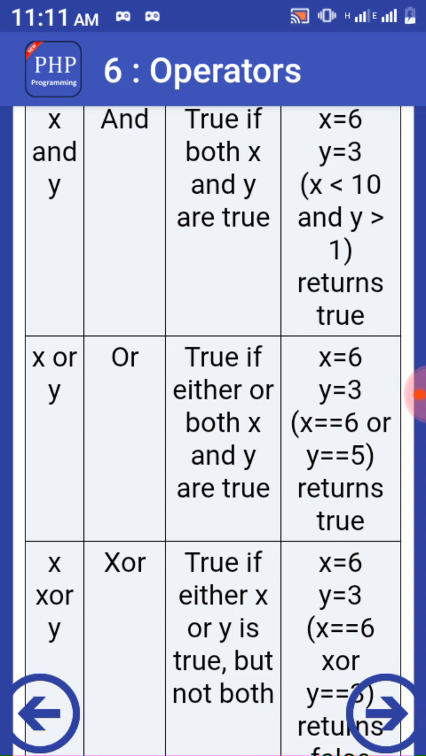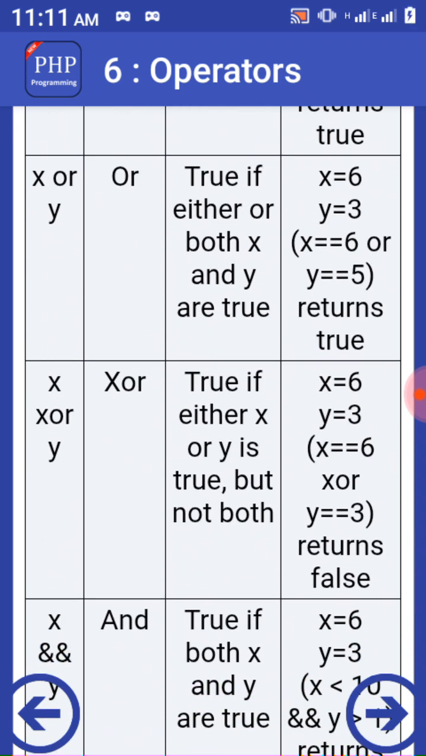One of them only is true, an or condition, not both of them are true. But Y is not identical to 3. For example, XOR is true if X is true or Y is true, but not both. X equals 6, Y equals 3, X identical to 6 XOR Y identical to 3.